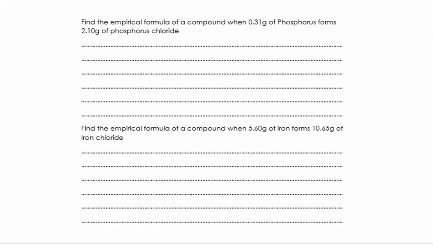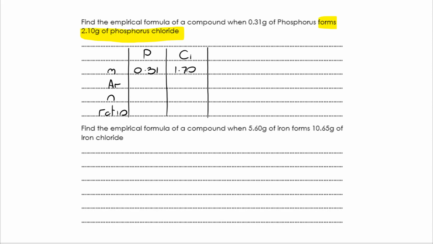And you can see here we've got phosphorus with chlorine again, but let's take a look to see if there's any difference. In the first instance, I draw out my table. I've got my mass of phosphorus, 0.31, but we've got the same situation as we had on the previous question. I'm making 2.1 grams of phosphorus chloride, which means I've got 1.7 grams of chlorine. I put my atomic masses in, 31 and 35.5. I divide my M by Ar in each case. I get 0.01 and 0.05. Divide both of those by the smallest. That takes me to a 1 to 5 ratio, and we have PCl5.